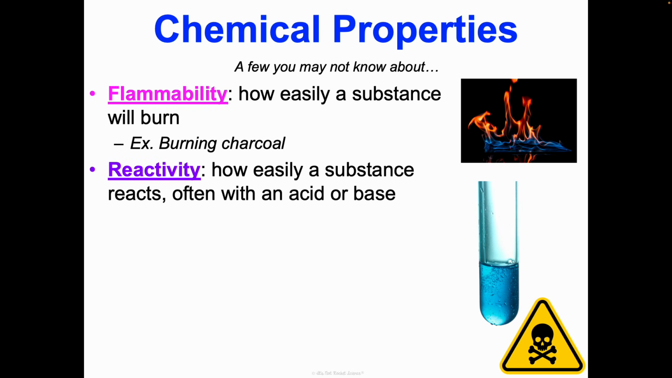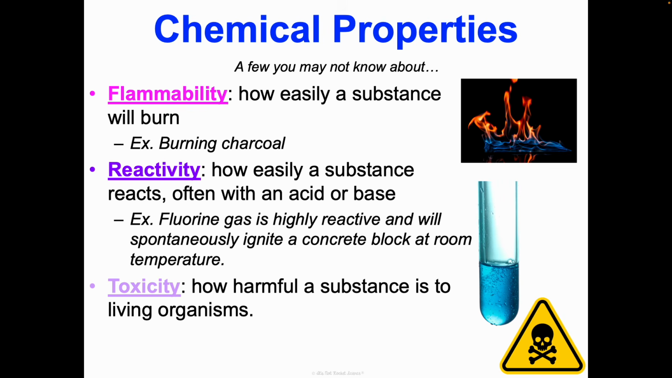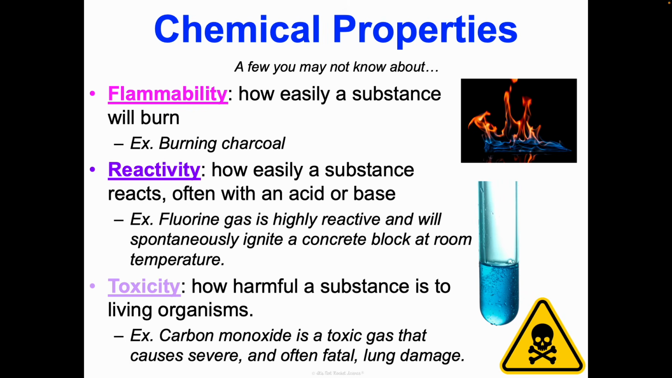Reactivity is another chemical property. This is how easily a substance reacts. Often we're looking at how easily it reacts with, like, an acid or a base. For example, fluorine gas is highly reactive and it will spontaneously ignite a concrete block at room temperature. That's crazy. That's very reactive. Another chemical property is toxicity. This is how harmful a substance is to living organisms. So for example, carbon monoxide is a toxic gas. It can cause severe and even fatal lung damage.